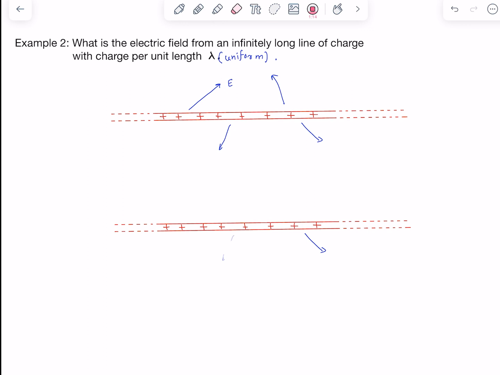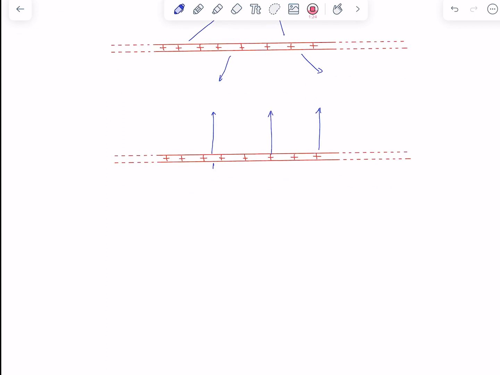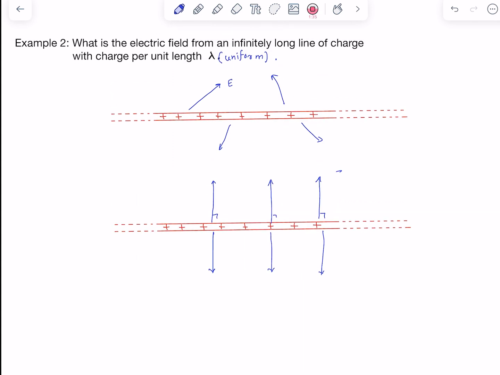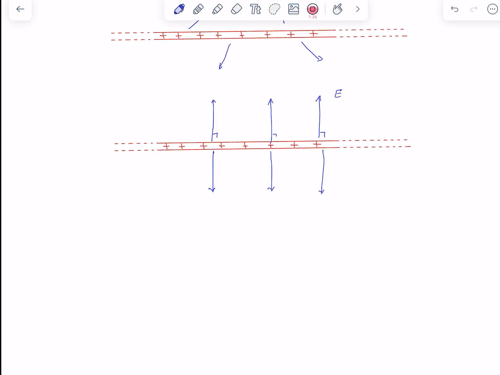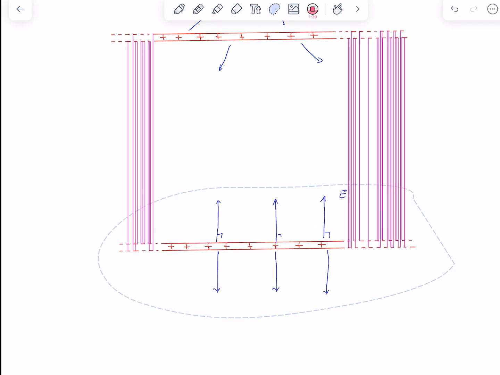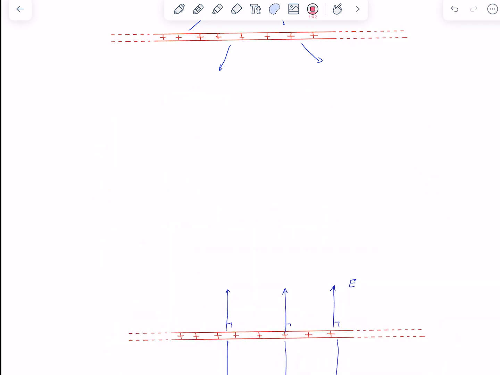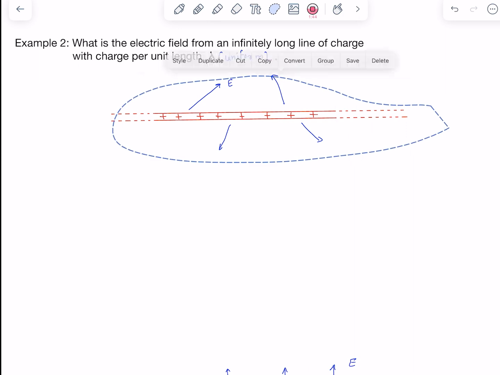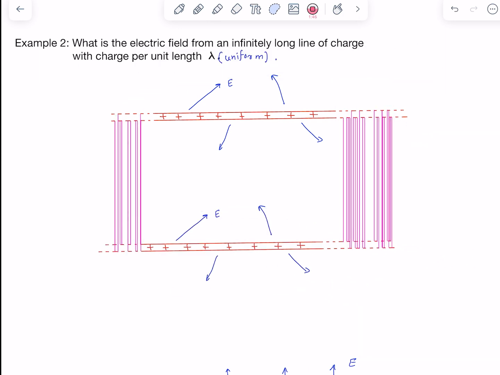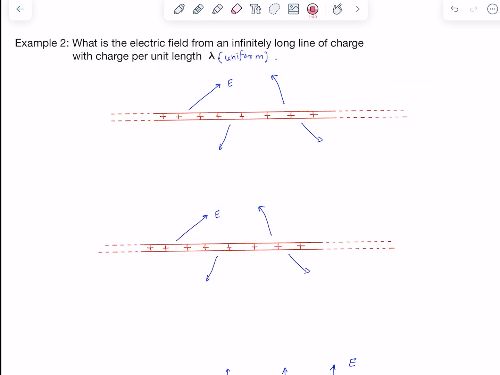The electric field is actually like this, where it's coming out because we've assumed that the charge distribution is positive, and it makes a 90-degree angle with the line of charge. So this is the electric field, right? How do I know that this is the case? So if we look at this guy, let's say, I'm going to quickly copy this, paste it here. So let's look at this guy.